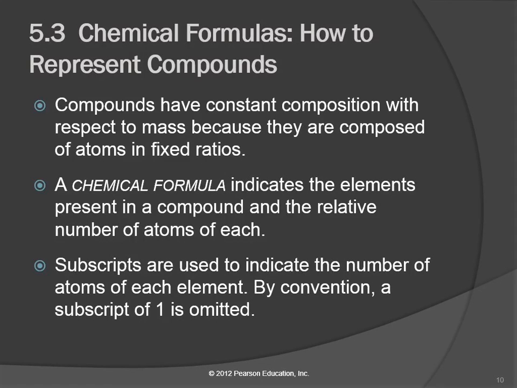How do we represent compounds? Well, we have a shorthand because it just makes things easier. Compounds have constant composition with respect to their mass because they're composed of atoms in fixed ratios. And so what we call a chemical formula is a representation of the relative number of atoms of each element that are present in that compound. So we use the element symbols and we use subscripts to indicate how many of each there are.